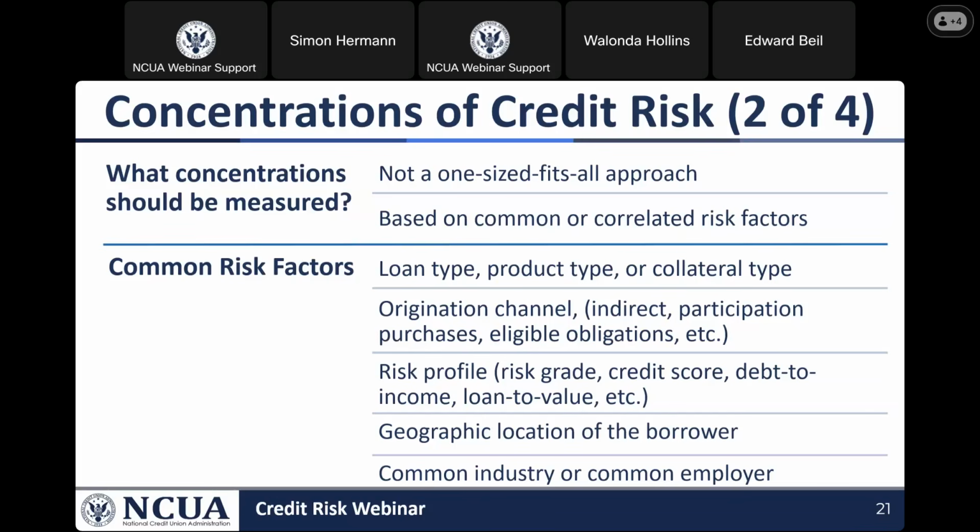Some other examples of common credit risk concentrations within loan portfolios include the loan or product type, the collateral type, the origination channel, such as indirect originations, participations purchased, or eligible obligations, the credit risk profile, such as risk grade, credit score, or loan to value, the geographic location of the borrowers, and the industry or common employer. Next slide.